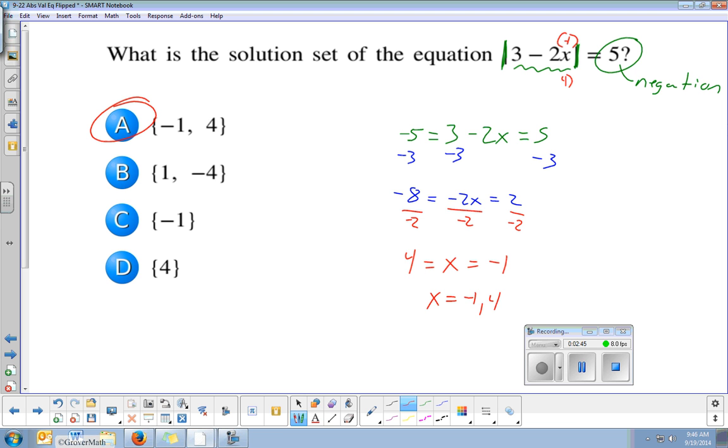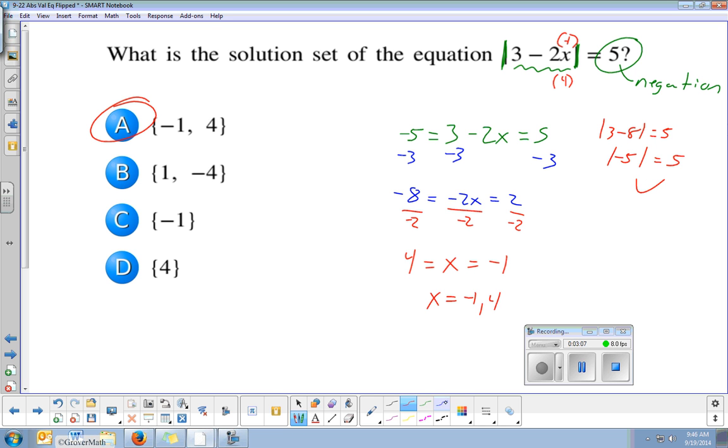If x is 4, this would be 3 and negative 2 times 4, so this would come out to be negative 8, and so you'd end up with the absolute value of 3 minus 8 equals 5, and 3 minus 8 is negative 5 equals 5, and this is a true statement. The absolute value of negative 5 is positive 5.